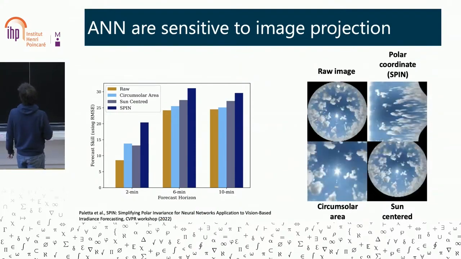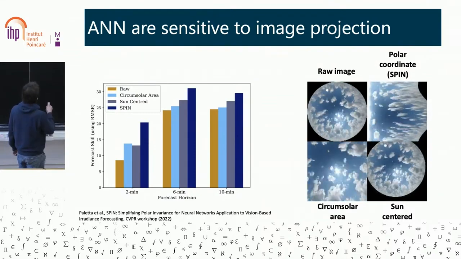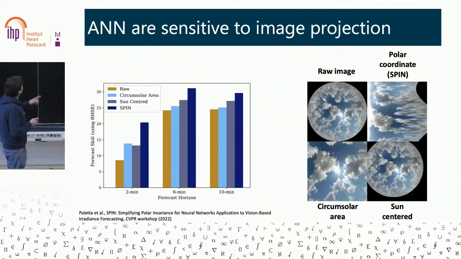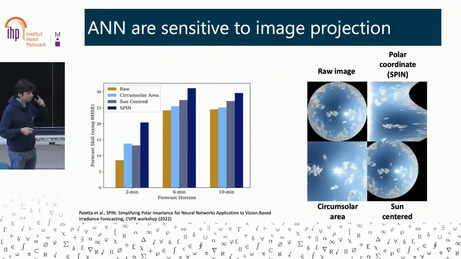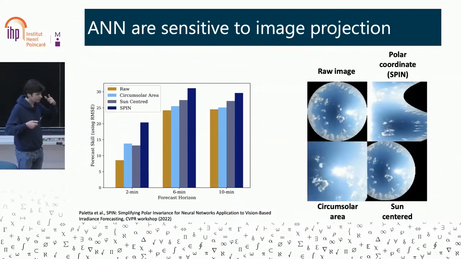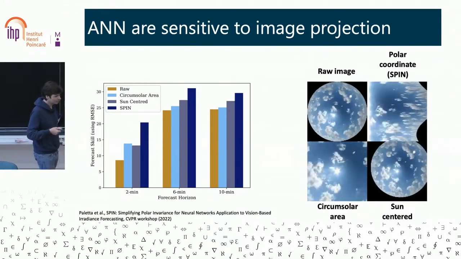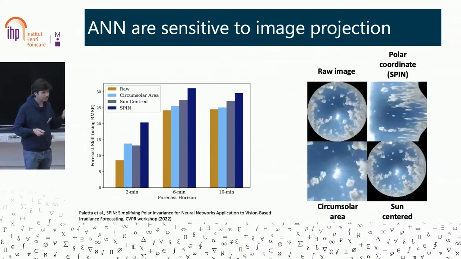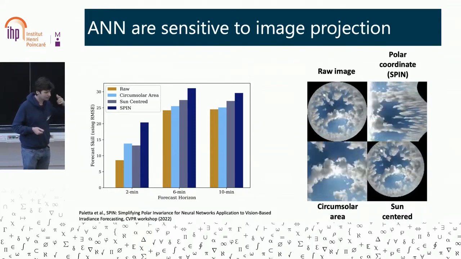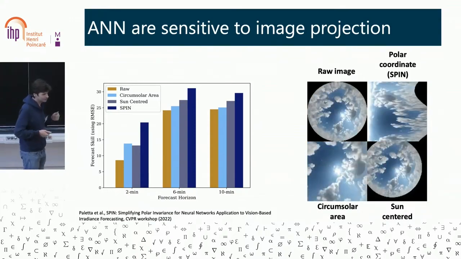If you focus on the area just around the sun, it helps the deep learning method to really concentrate on the fact that there will be less sun when a cloud is coming in front of the sun. It's easy for us, but for deep learning, we have to help here.